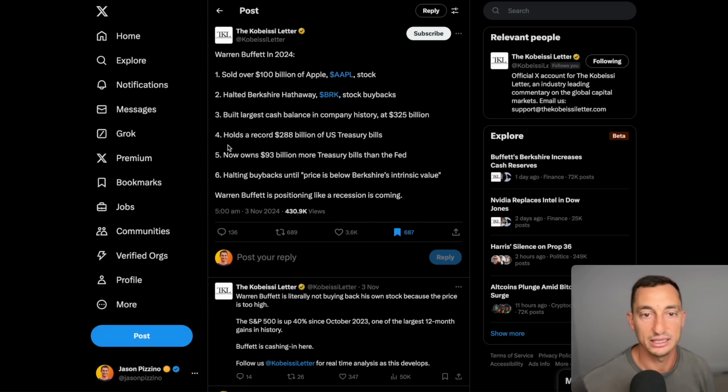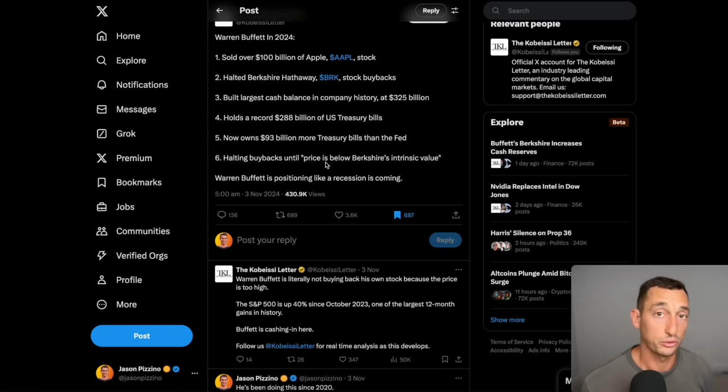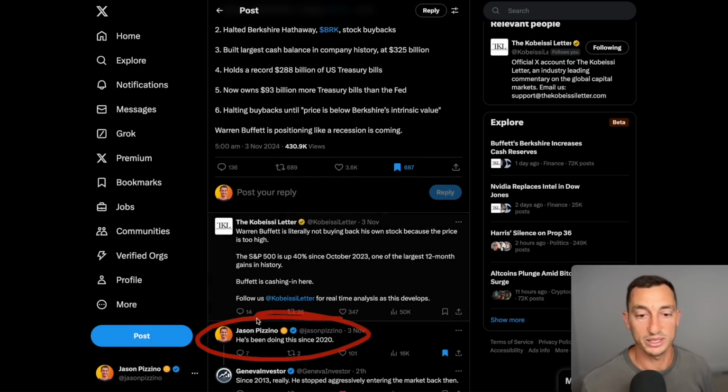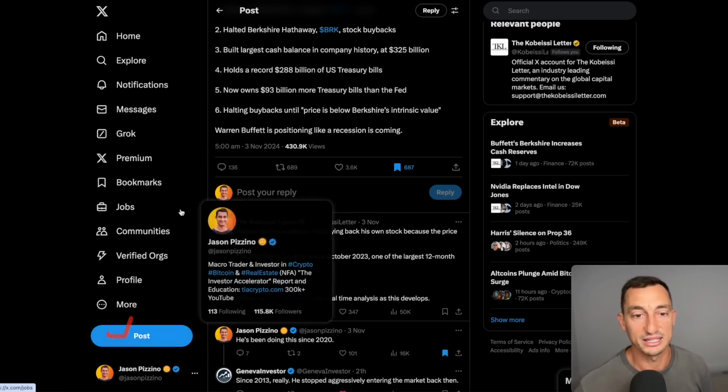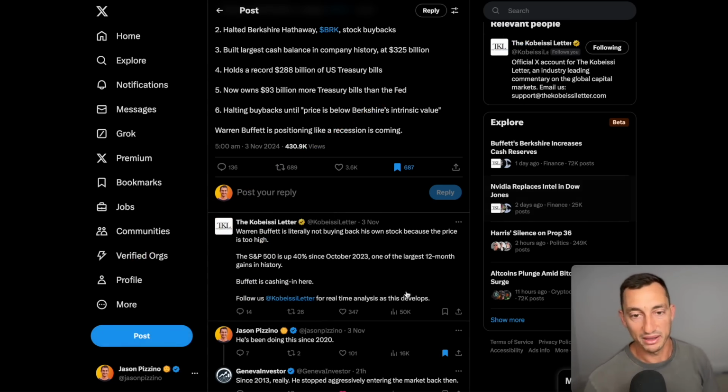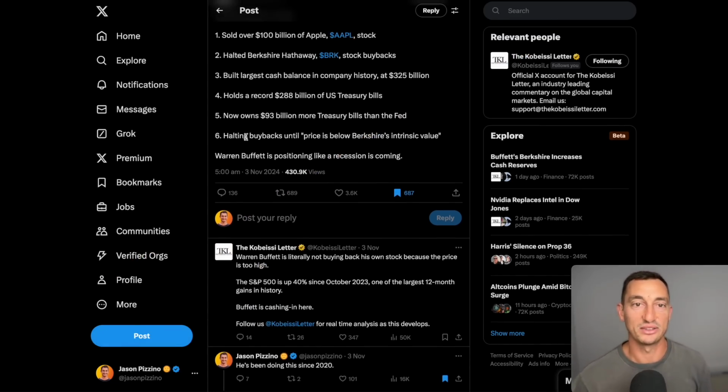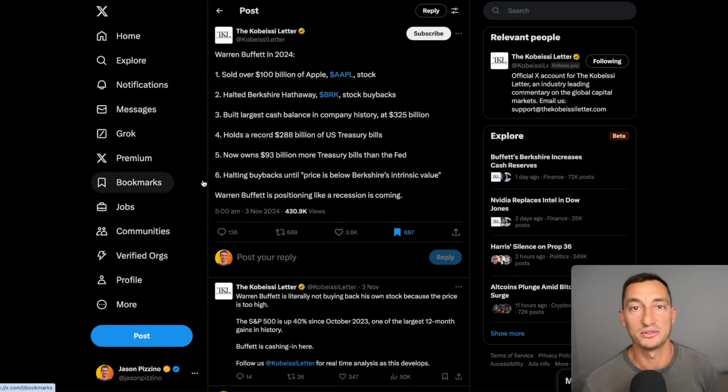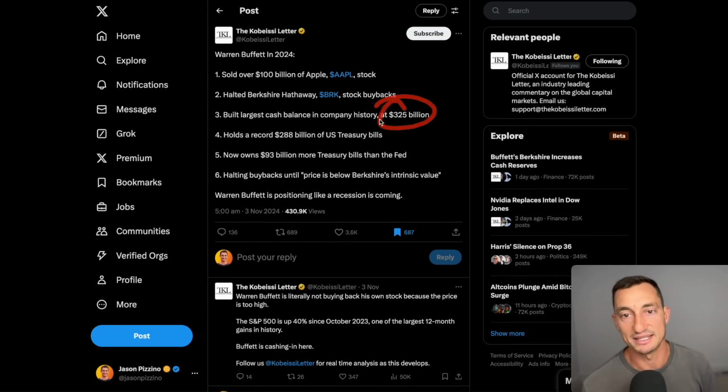Okay, next thing, he holds a record 288 billion in treasuries. It means he's kind of hedging himself. Now he owns 93 billion more in treasury bills, halting the buyback. It basically thinks that it's overvalued. Sure. But he's also thought many other things were overvalued. And I said he's been doing this since 2020. What's the market done since that point? It's gone bloody up. Okay, why is Warren Buffett doing this? I don't know. He thinks it's overvalued. He's obviously building a cash base here.